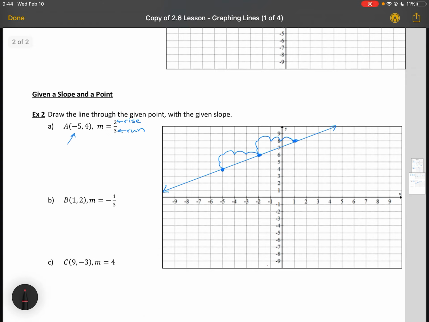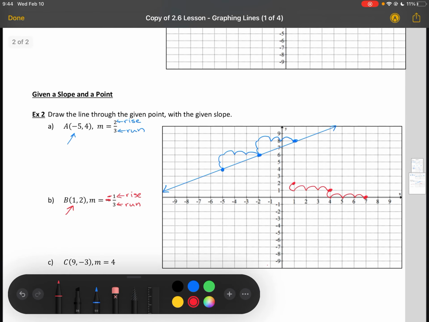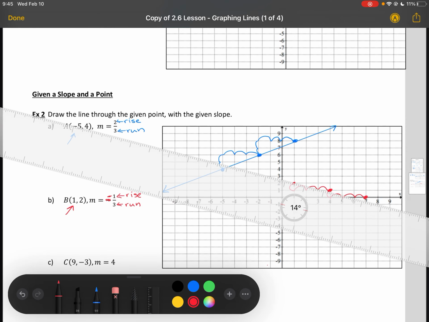So let's do another example here. This is my starting point. I now have my rise is going to be -1, so I can just move it up to the numerator, and my run is 3. So I'm going to start at 1, 2. My rise is negative, so that means I'm going to go down first, and then to the right 3. I'm going to do that one more time. Down 1, over 3, and then I'm going to connect those together.